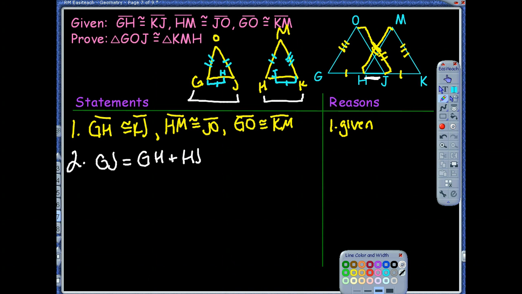And then I need to establish something about HK. So I'm going to say HK is equal to HJ plus JK. And that's because of segment addition postulate. And I used it in the same step. Hopefully you remember this. Yeah, so adding two adjacent segments together, collinear adjacent segments together to form that larger segment.